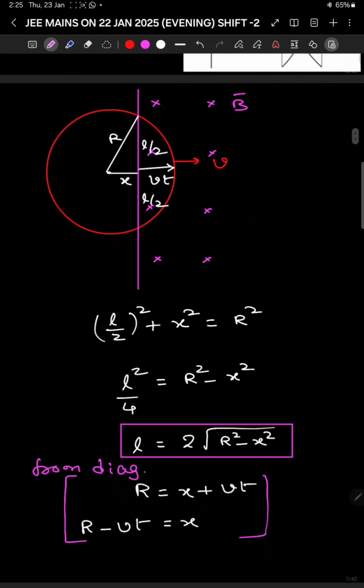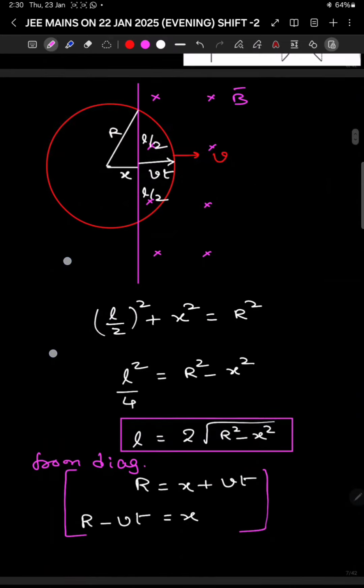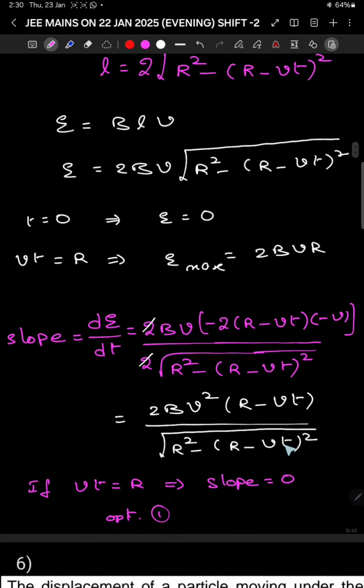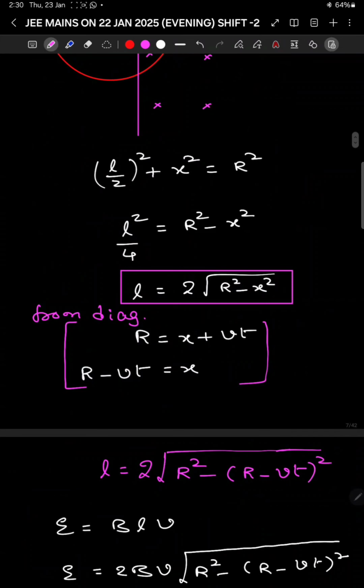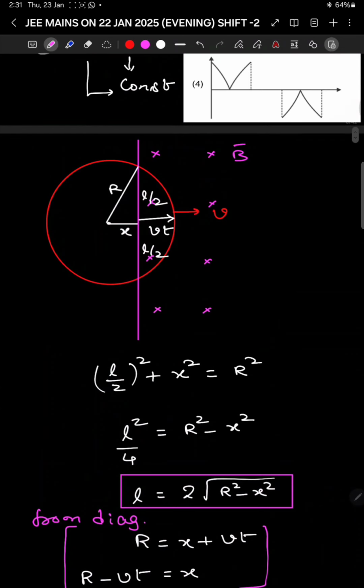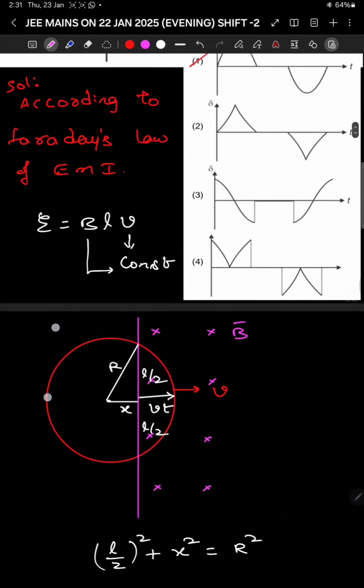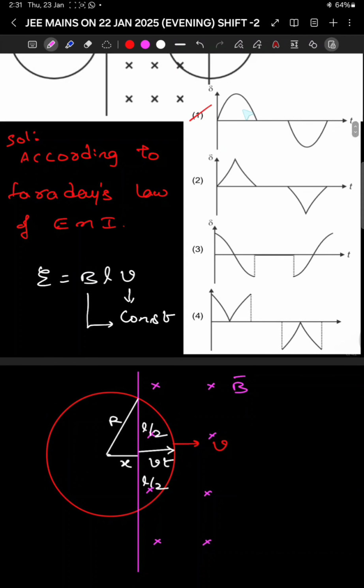Now, to identify between 1 and 2, we have to find the slope. That means differentiate E with respect to time. Then I will get an equation like this. In this equation, if we keep Vt equal to R, then the slope becomes 0. When does Vt become equal to R? Vt becomes R when x is 0. That means when the center of the circular loop reaches this point, this edge, that means half of the circular ring has entered the magnetic field, then the slope becomes 0. Slope 0 means the second option is not possible, only the first option is possible.